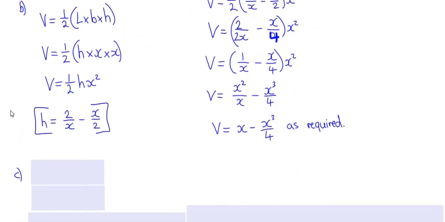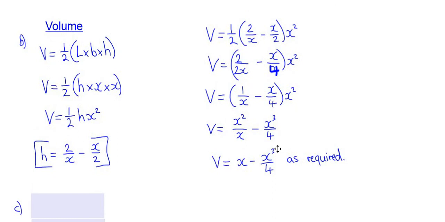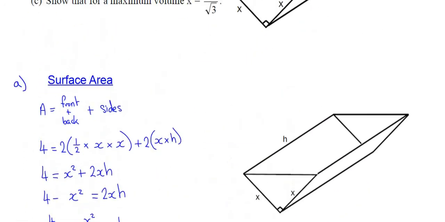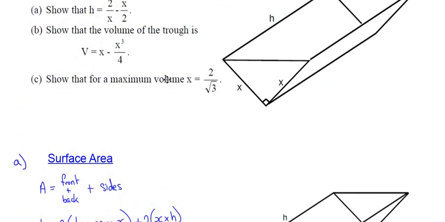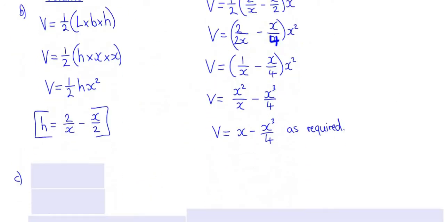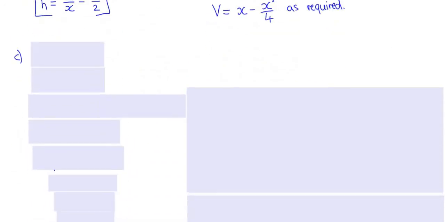So part B, we have now got the expression for volume. We have achieved that. We haven't done any differentiation yet. That will come now in part C. Show that the x value that causes minimum volume will be 2 over root 3. So let's have a go at part C.